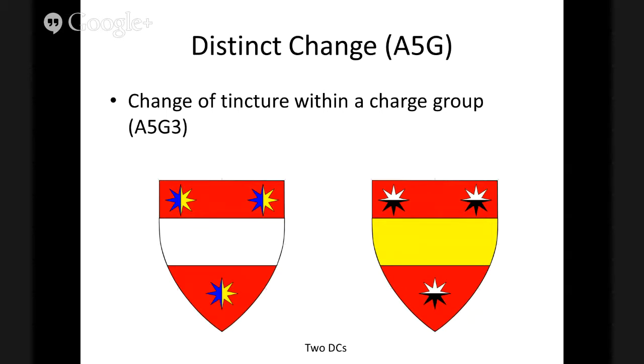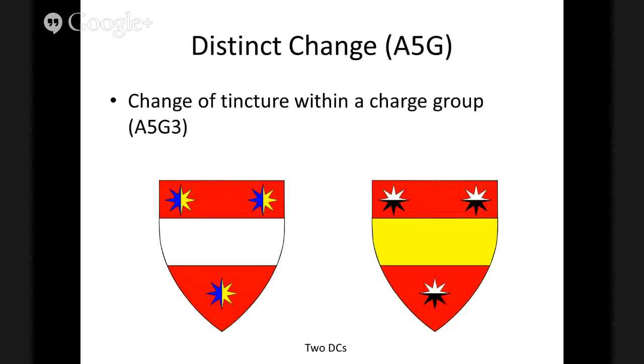How many DCs do we have here? Well, it's two. It says so on the bottom. Why is it two? Because of the way we were talking about beforehand, but also the field division having a secondary color. Well, that's not a field division. What's that in the middle there? That's a fess, right? A fess is a charge, not a division.